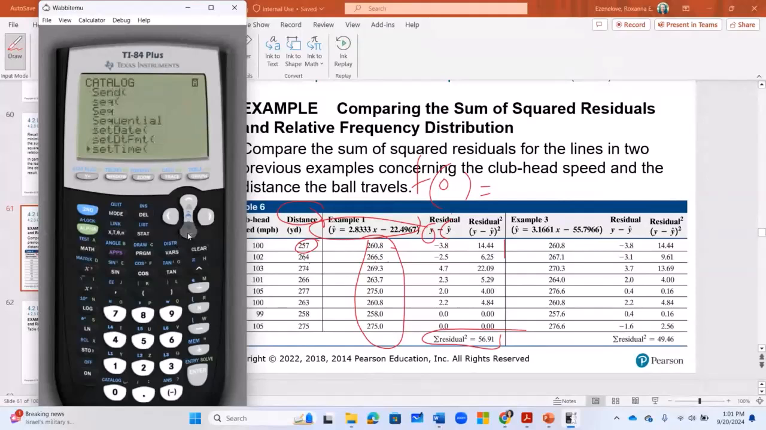When I get sum, I will pull it to the main screen. So I'm looking for SUM. Found it. Then I'm going to tell my calculator that I want to sum L4. I want to sum everything in L4. Hit enter. So the sum of the square residual is 11.491.